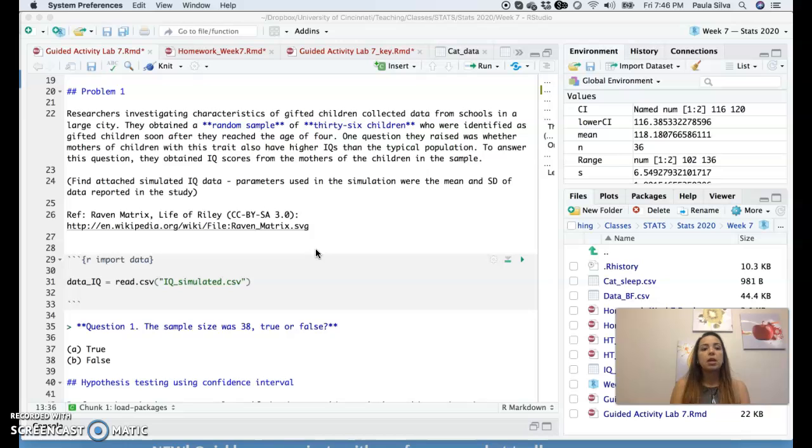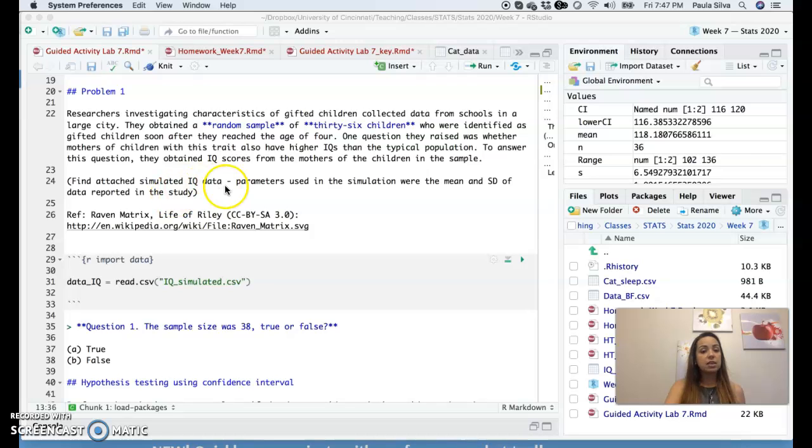So problem 1. Researchers investigating characteristics of gifted children collected data from schools in a large city. They obtained a random sample of 36 children who were identified as gifted soon after they reached the age of 4. One question they're interested in is whether mothers of gifted children also have higher IQs like their kids. That is, if these mothers have IQs that are higher than the typical population. To answer this question, they obtained IQ scores from the mothers of the children in the sample.